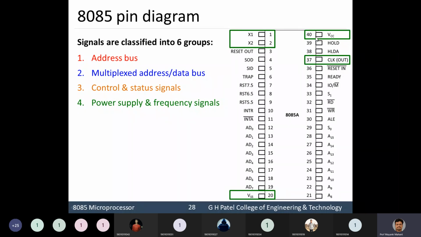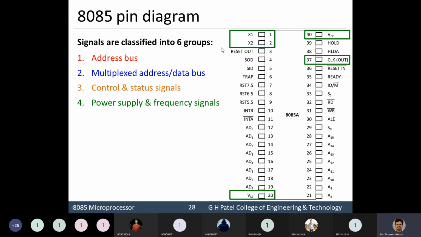Now pin numbers 1, 2, 20, 40 and 37 are used for the frequency signals as well as the power supply signals. We can see that VSS is pin 20 and this is VCC. VSS we generally connect to ground and VCC to 5 volts. And between the two lines X1 and X2 we generally connect the crystal. The crystal is nothing but a source generating a frequency.